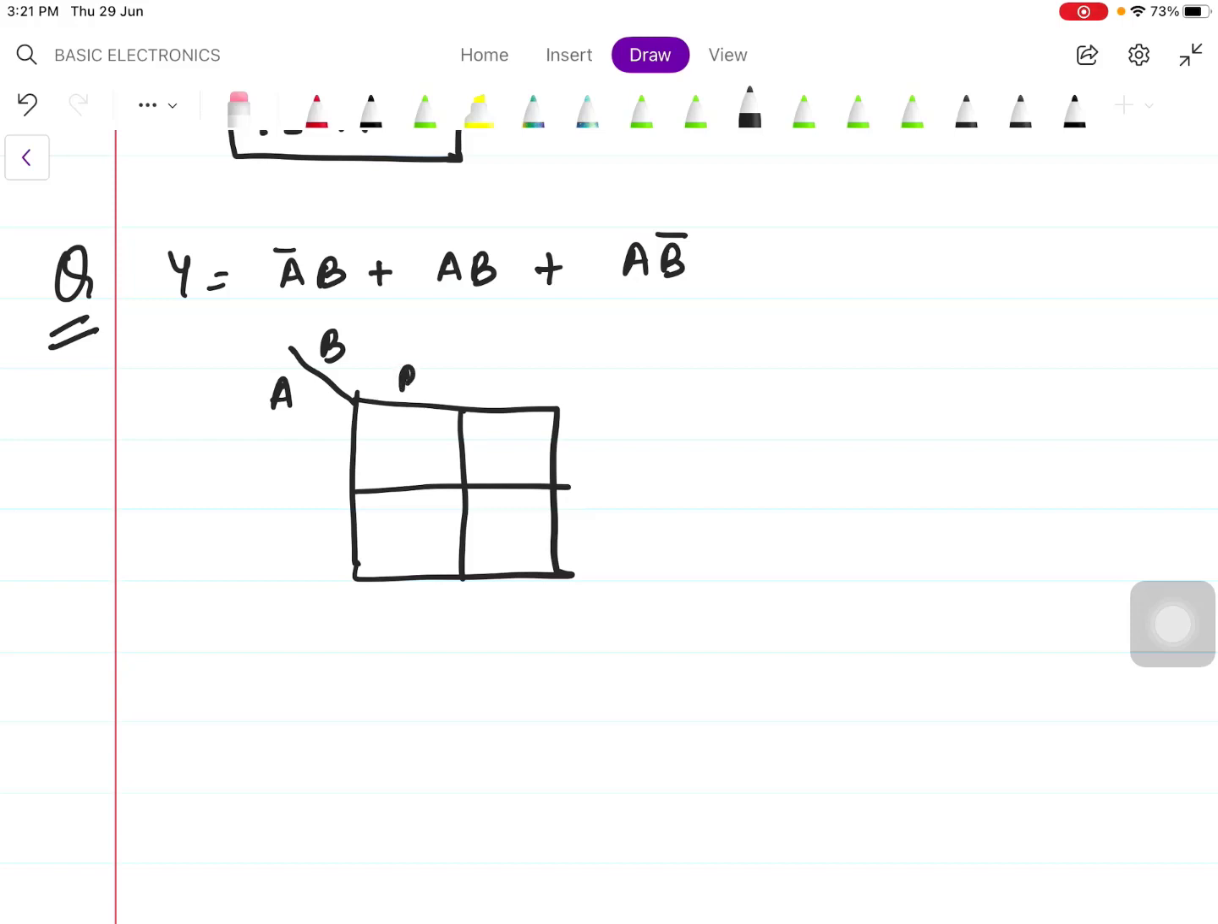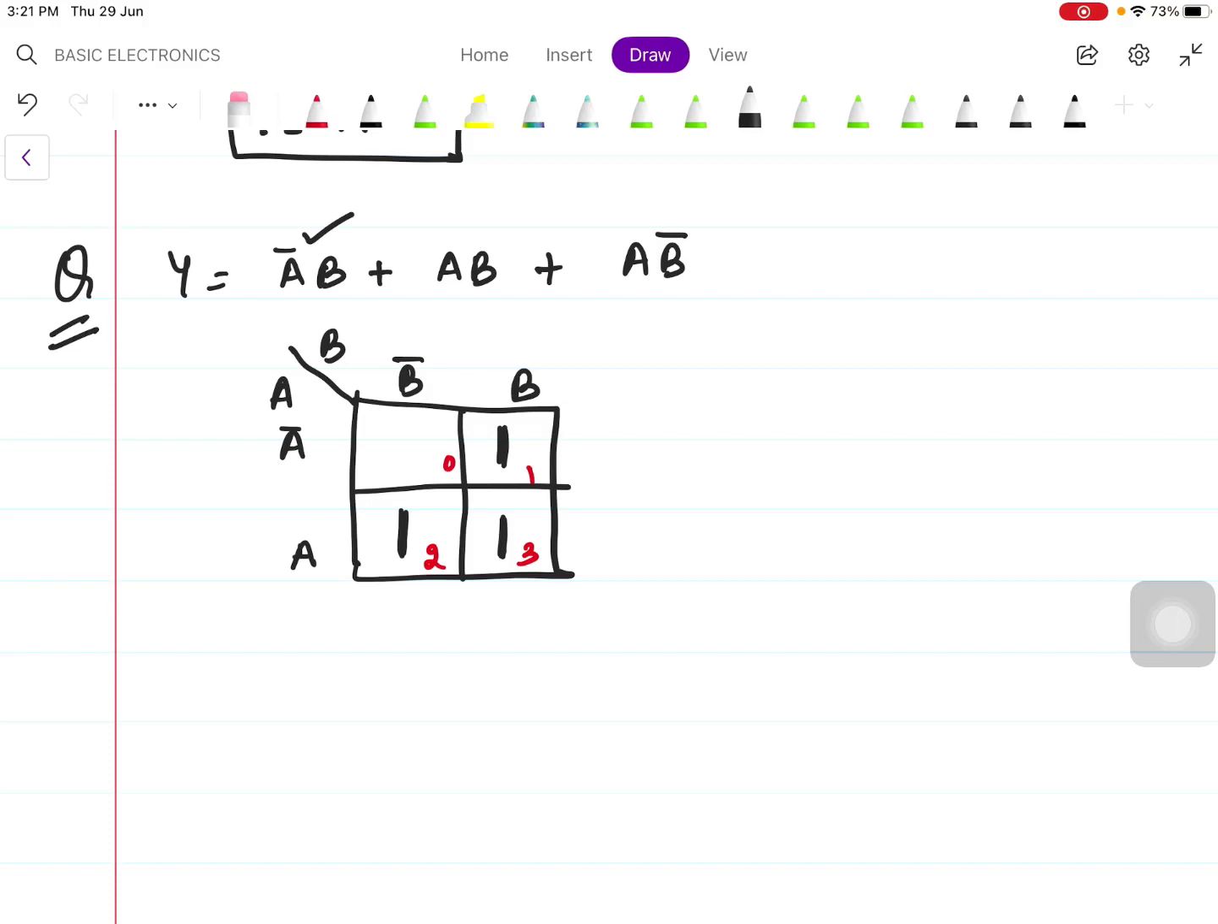Now this is B bar B and this is A bar A. Let's write the numbering 0, 1, 2 and 3. Everything has to be in the same order. If you will shuffle the order, your answer will be wrong. Now the first term is A bar B. A bar B, that means the one block, number 1 block. AB, that means which block? Number 3. AB bar, that means number 2.